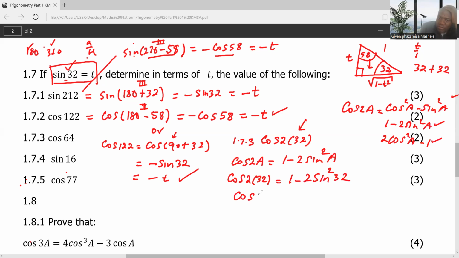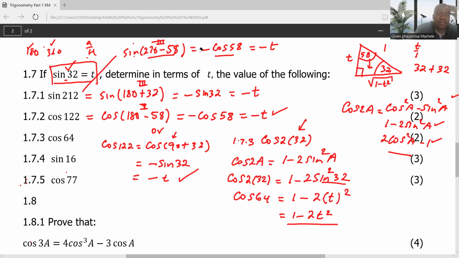So cos 64 equals 1 minus 2 into, remember, what is sine 32, guys? Sine 32 is t. But since we have sine 32 all squared, the final answer is 1 minus 2t squared. It's not the only approach. You can also use any of these. The answers will be the same.